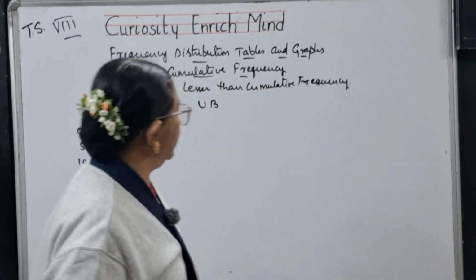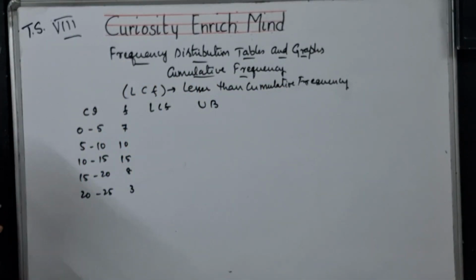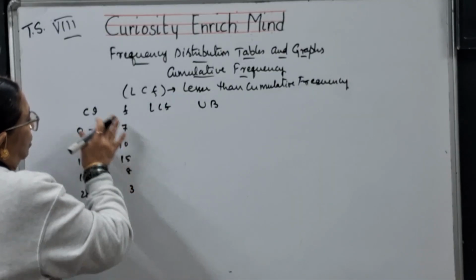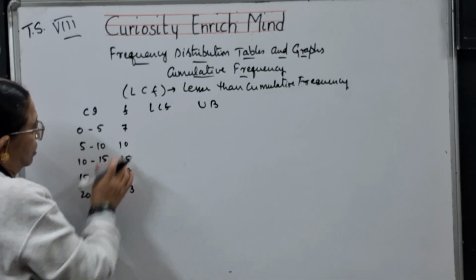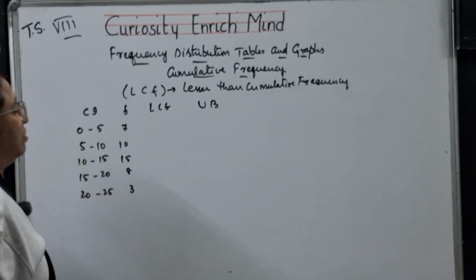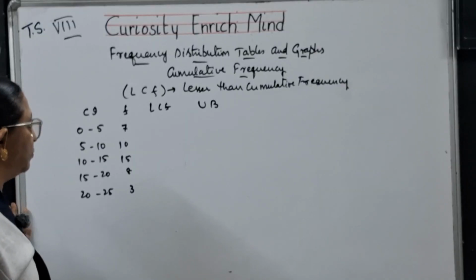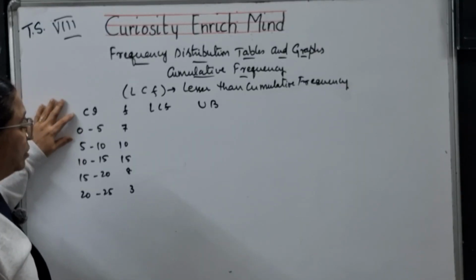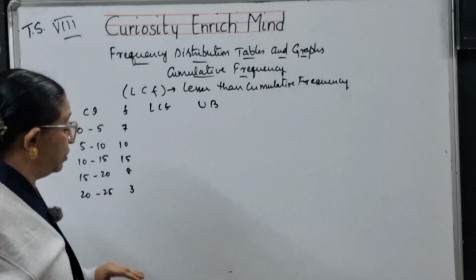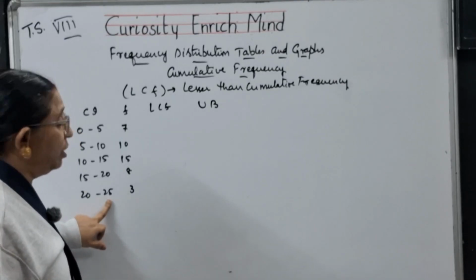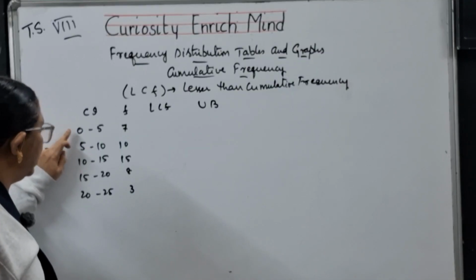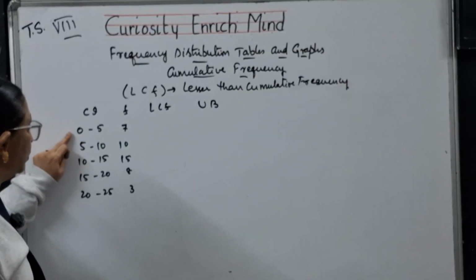Now the next one is lesser than cumulative frequency, children, LCF, less than cumulative frequency. For that they'll give you class intervals and they'll give you frequency. You have to write less than cumulative frequency. Just like how we have done greater than cumulative frequency, even less than cumulative frequency also should be done in the same way. But in greater than cumulative frequency, we have taken the greatest value. Now for less than cumulative frequency, we have to start with the least value of the class interval. That is, this is the least value, 0 to 5.